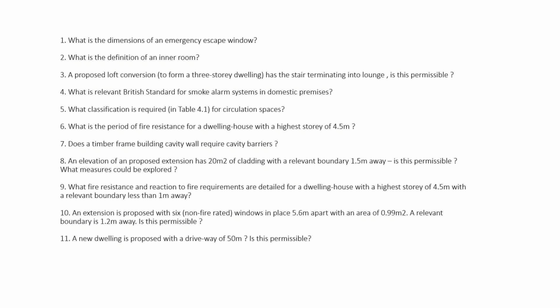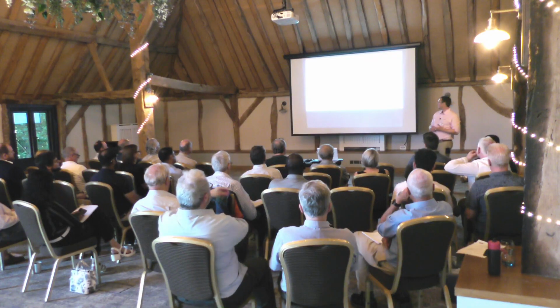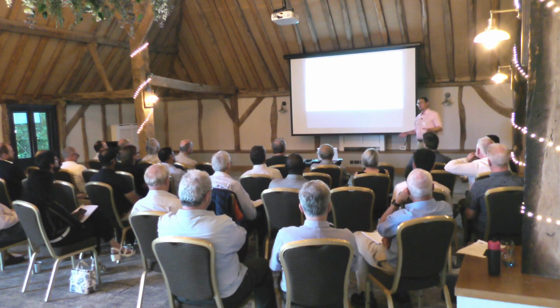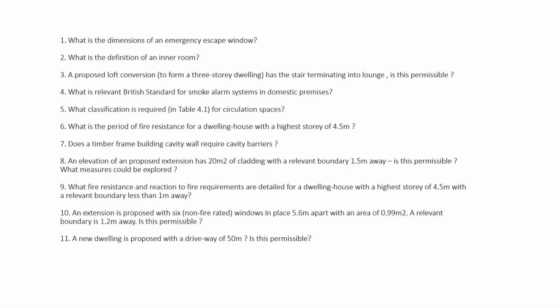Does a timber frame building cavity wall require cavity barriers? Yes. Perfect. Yeah, anything outside of that diagram 5.3, 75mm internal and external skin, then we're looking for the need of cavity barriers. An elevation of a proposed extension has 20 metres square cladding with a relevant boundary of 1.5 metres away. Is this permissible? What measures could be explored?